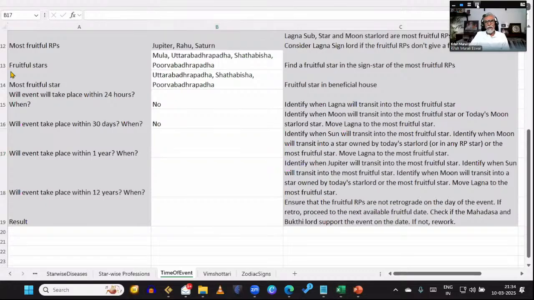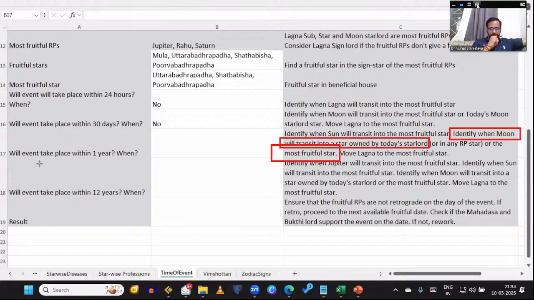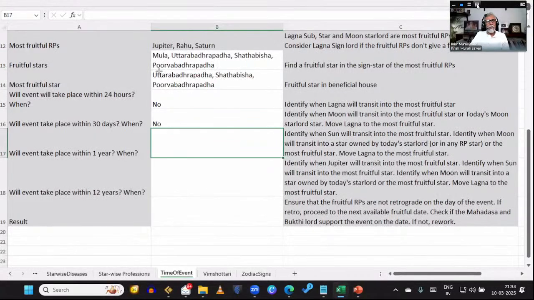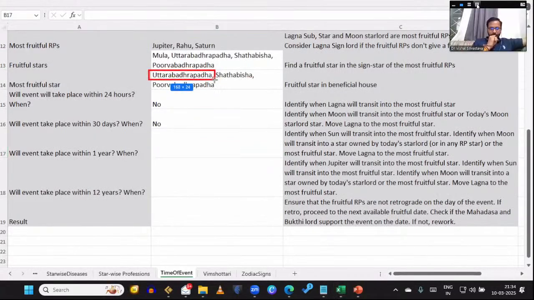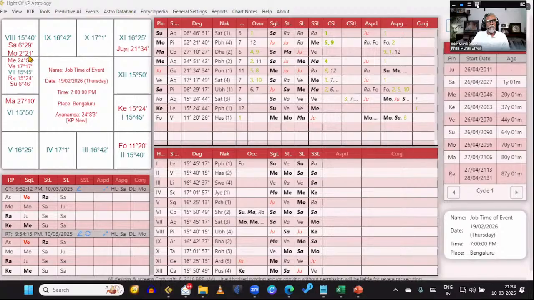Then we need to find out, identify when moon will transit into the star owned by today's Lord or the most fruitful star. Today, moon is in Saturn star, Pushya Nakshatra. Pushya, Anuradha, and Uttarabhadrapada are owned by Saturn. So what we will do, sir?